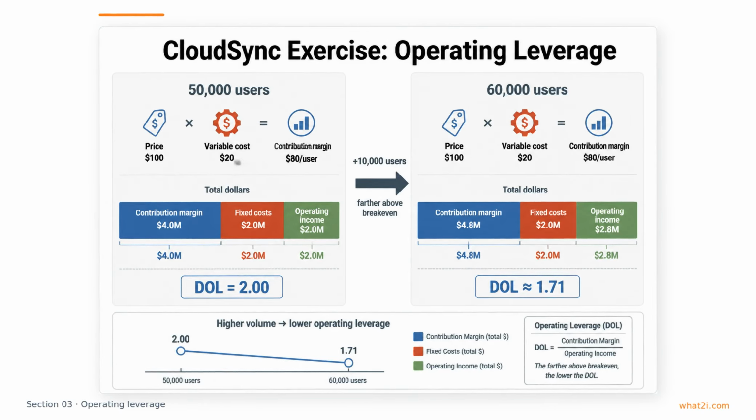At 60,000 users, contribution margin rises to $4.8 million and operating income rises to $2.8 million, so DOL falls to about 1.71. The business is still benefiting from fixed cost leverage, but the proportional sensitivity is lower. As firms get farther above break-even, operating leverage usually becomes less extreme.